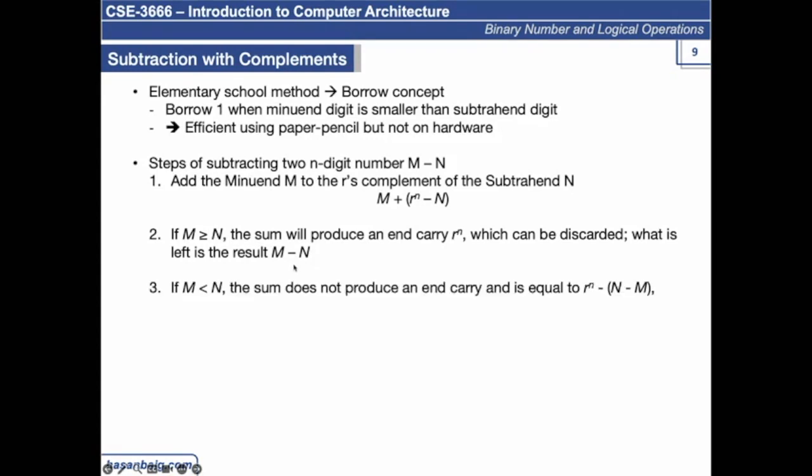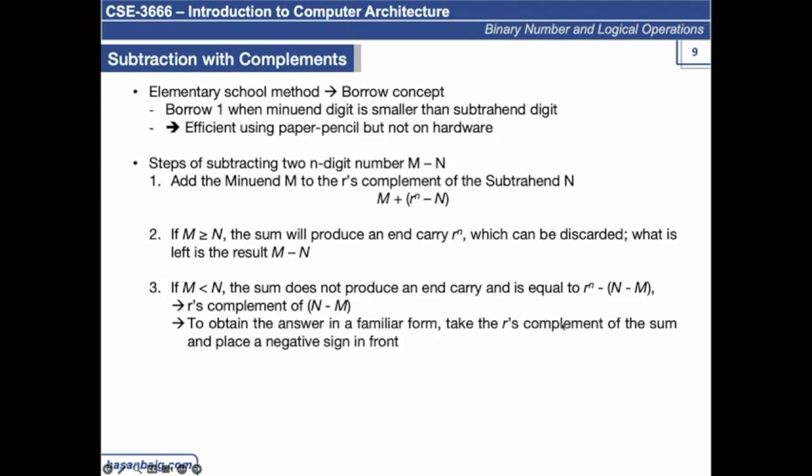The third rule is, if you are subtracting a number which is greater than the number being subtracted from, if M is less than N, the sum does not produce an end carry, and that sum result represents the r's complement, the 2's or 10's complement, of N minus M. So whatever sum is generated, you need to calculate its complement and represent it with a negative sign. We'll see, it will be more clear when we see an example. So these are the three main steps that you need to do.